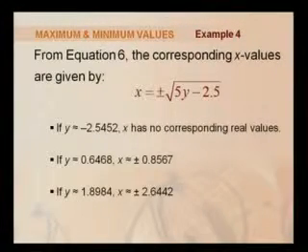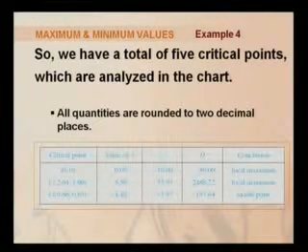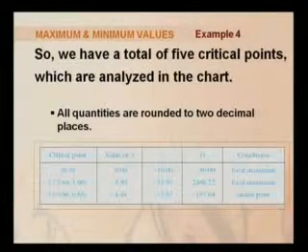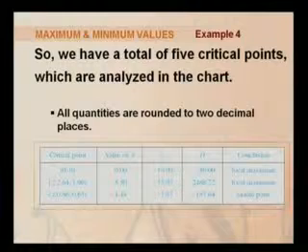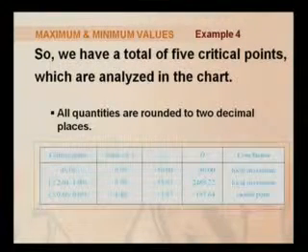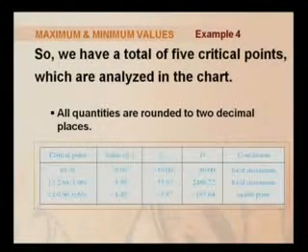And if y is approximately equal to 0.6468, at that time x is equal to plus or minus 0.8567, and in the same way, if y is equal to 1.8984, x is equal to 2.6442. So after all, we will get this kind of critical points after all this long process. So we have 5 critical points which are analyzed in the chart.